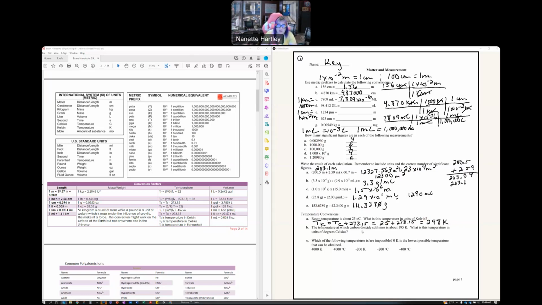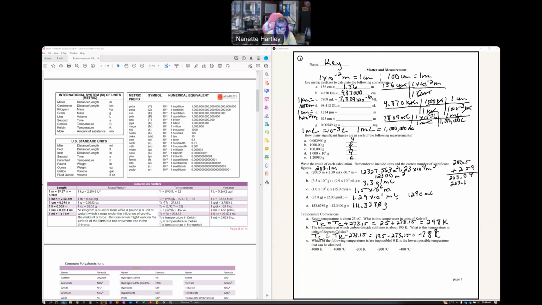The temperature at which carbon dioxide sublimes is about 195 Kelvin. What is the temperature in units of degrees Celsius? So I'm again doing Kelvin and Celsius, and now I'm going the other direction. I want the TC from TK. And so TC equals TK minus 273.15. And so my Kelvin temperature is 195 minus 273.15. 195 minus 273.15 gives me negative 78 Celsius.